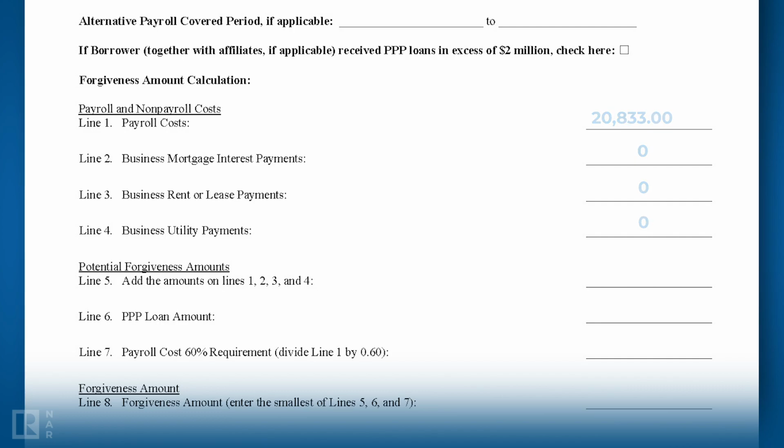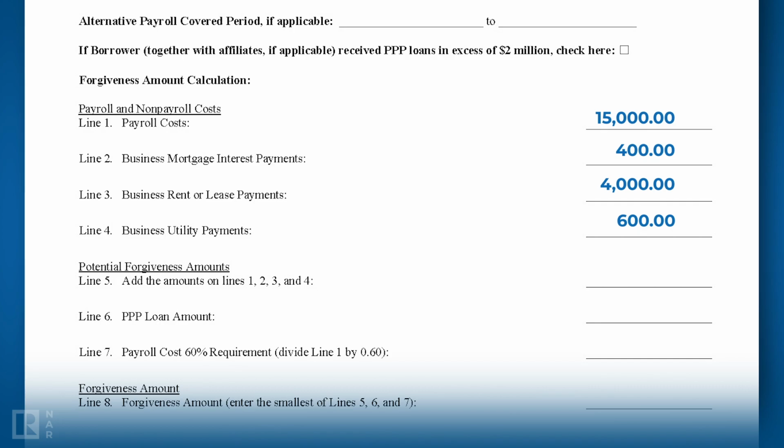But if the borrower elects not to pay him or herself the full amount of owner compensation for a 24-week period, then the borrower may be able to recover for eligible non-payroll costs and can enter those amounts in lines 2 through 4. For example, assume that our borrower used $15,000 for owner compensation. To the extent the borrower used the remaining $5,000 to pay for business rent, utilities, or mortgage interest, then the borrower can put those amounts into lines 2 through 4.